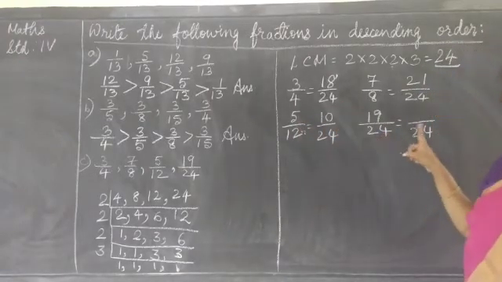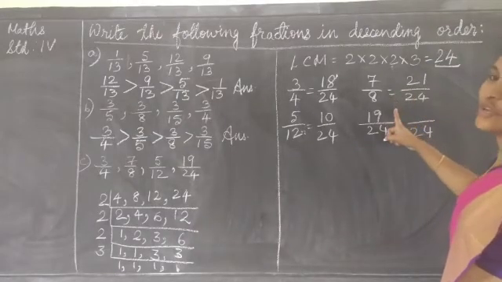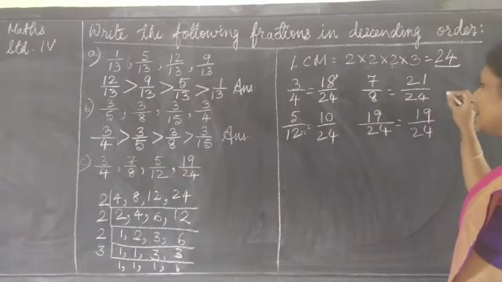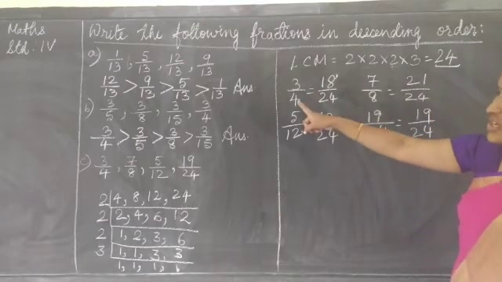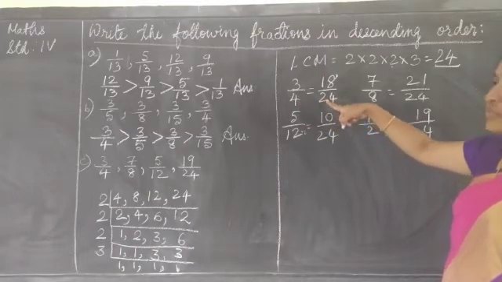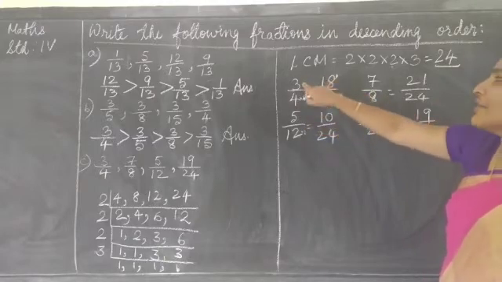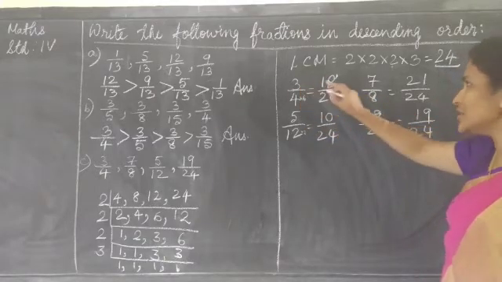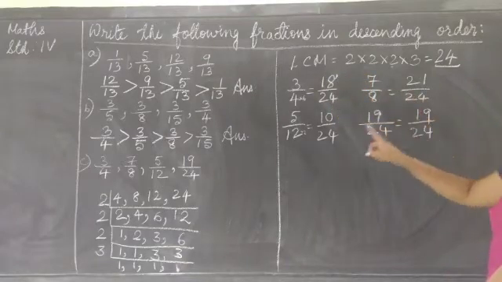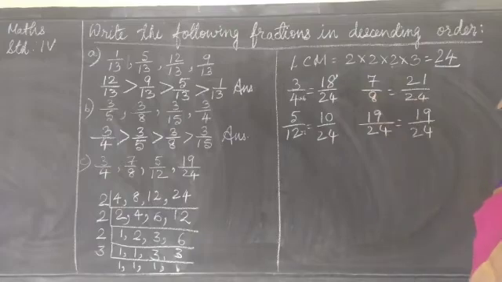How many 24s are 24? 24 1s are 24. Then multiply the numerator also with 1. 19 1s are 19. Which number you multiply the denominator to get 24? 4 into 6. With the same number, you have to multiply the numerator also. Now we have got 4 fractions having the same denominators.